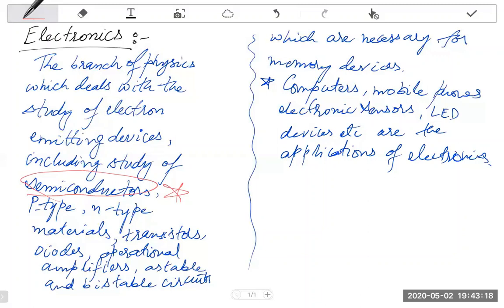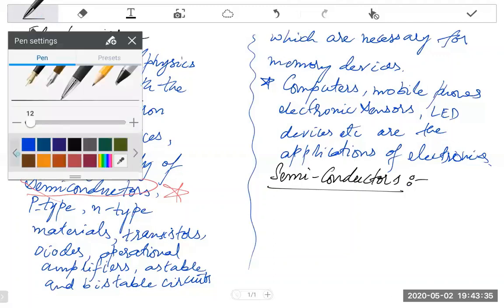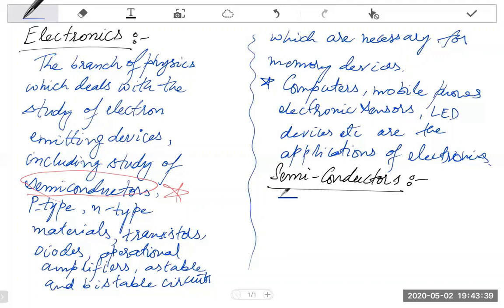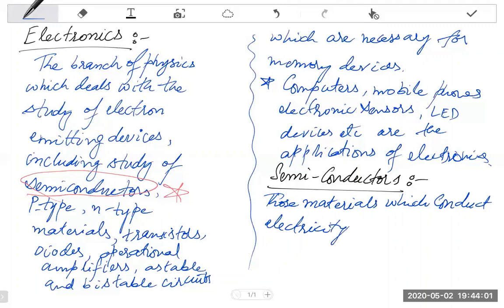So, first of all, we should discuss what are semiconductors. As its name speaks for itself, those materials which conduct electricity in a limited amount are called semiconductors.